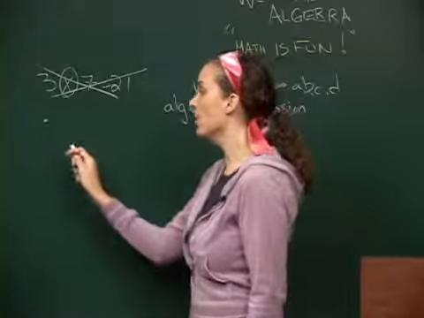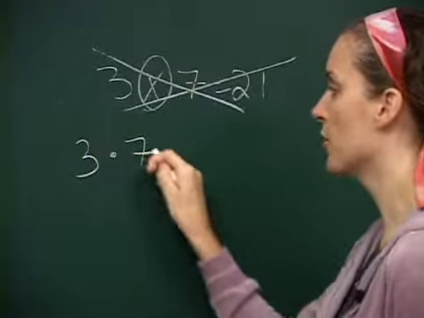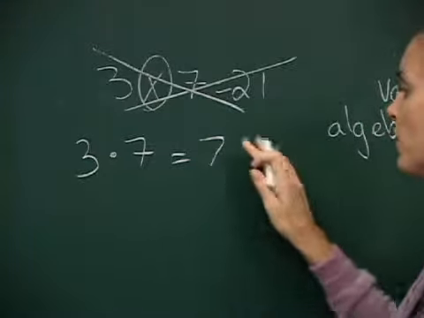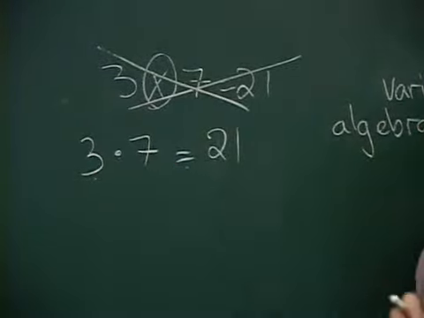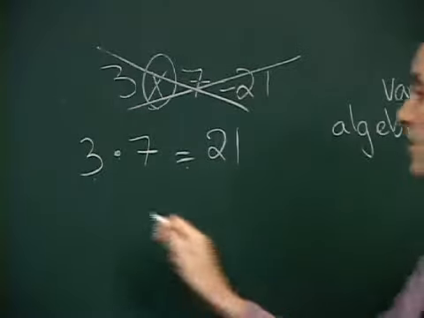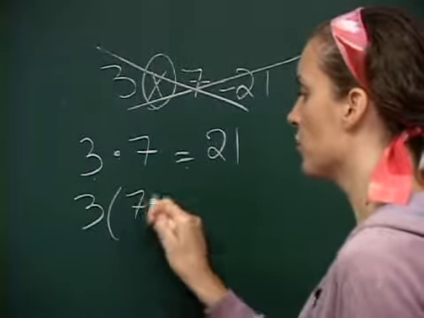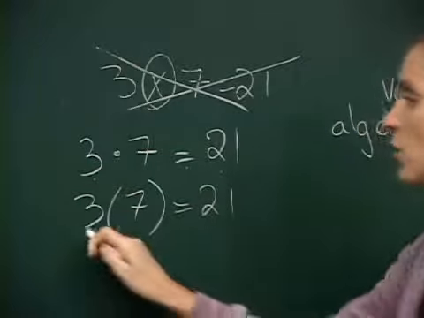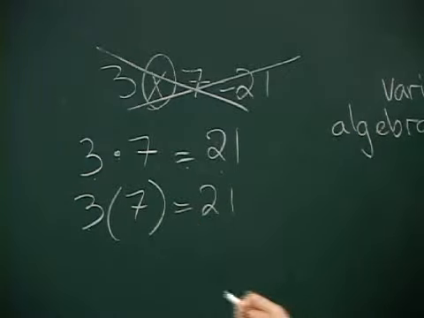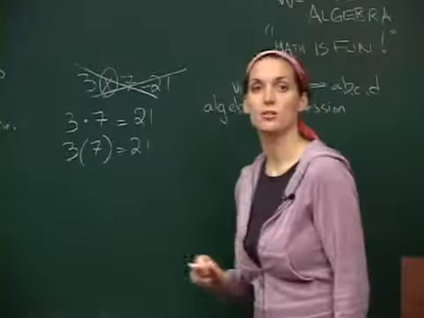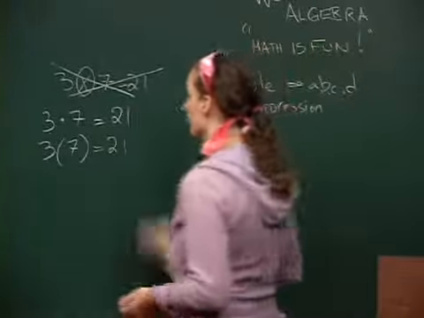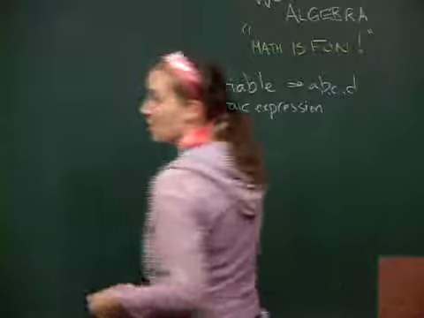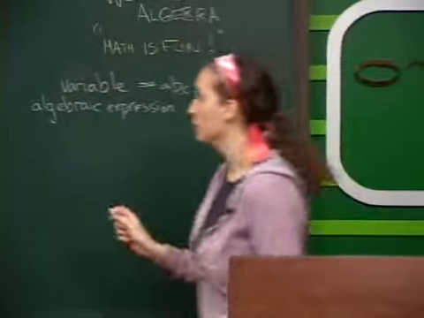Instead, you can use a dot. So the above example would be 3 times 7 is equal to 21. Another way to write the same thing is by using brackets. So 3 times 7 is equal to 21. And these all mean multiply by. Don't use the x because you could start to confuse it. So that's just some ways to write multiply.